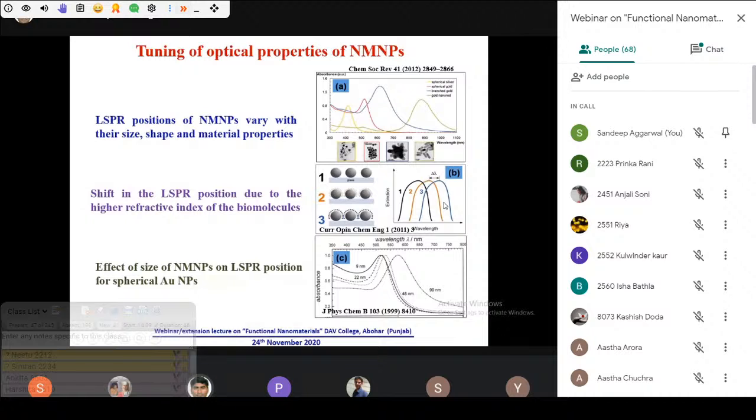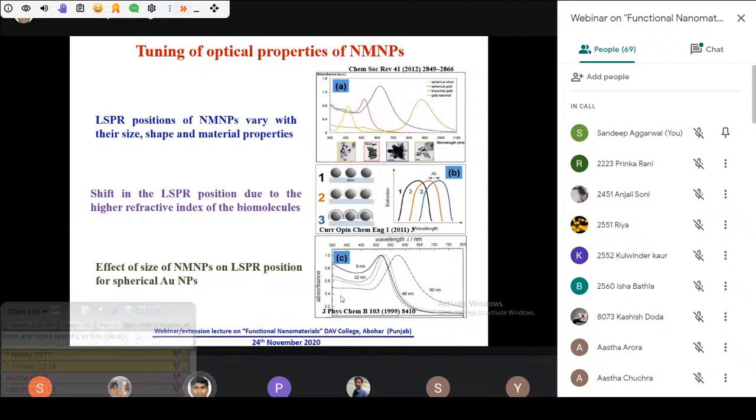So this shift will tell us that there is something on the surface. So that will tell us about sensing. Many sensing devices you know work on this principle. Not exactly only for noble metals, but this is one of the examples. Same if we put our nanoparticles, for example gold, in any medium and we vary the size, then also we'll see the change in the absorption property.